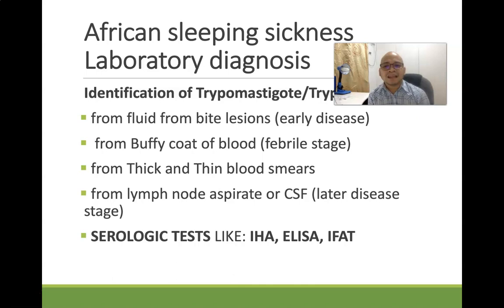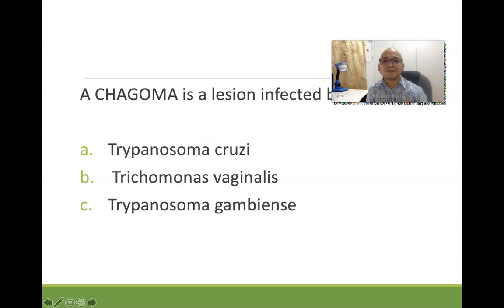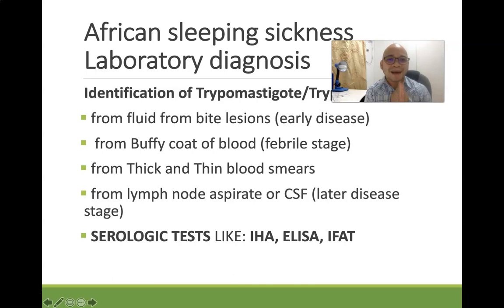Serological test, so these are antibody tests. Okay, so that ends our blood. Sorry, these are the things that I've discussed in part one. Most of these are tissue protozoans. Okay, with the exception of the trypanosoma, which at some stage of their life has invaded the circulatory system.